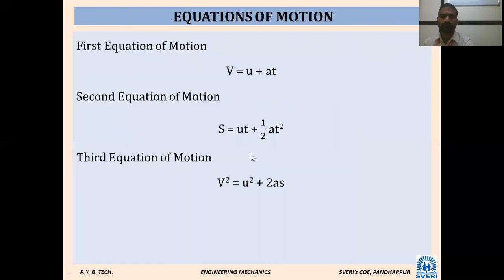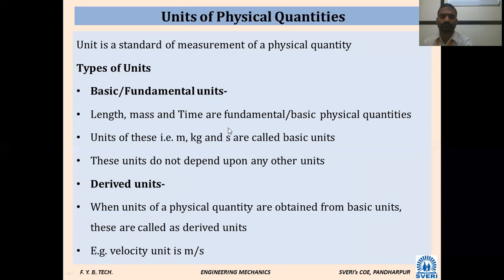Okay, so these are the equations of motion. We have taken v = u + at, s = ut + half at squared, and v squared = u squared + 2as. These are the three equations. The last equation can be written as v squared minus u squared = 2as, where v means final velocity and u is the initial velocity.